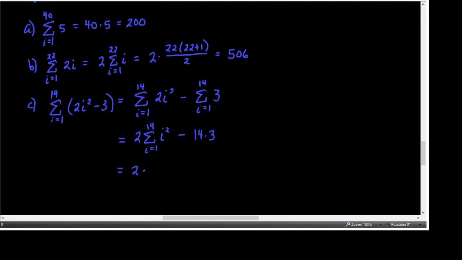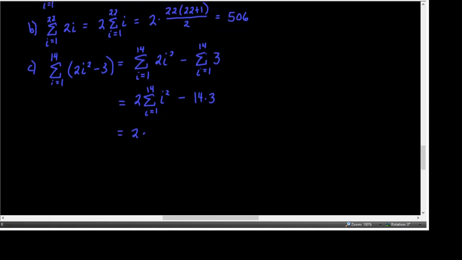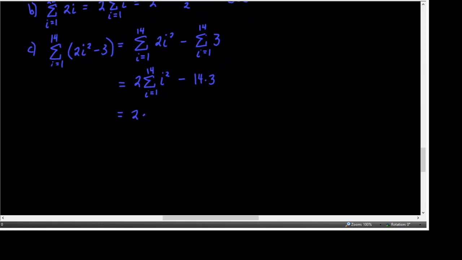Now, this will be 2 times something. Sigma i squared, if you'll recall, has the formula n, which in this problem is 14. So 14 times 14 plus 1 times 2 times 14 plus 1 all over 6. That's the formula for i squared when n is 14. Minus 42 is what you get when you do 14 times 3. Then when you do all of that arithmetic, this final answer ends up being, let me type this into my calculator and see what I get, 1,988.